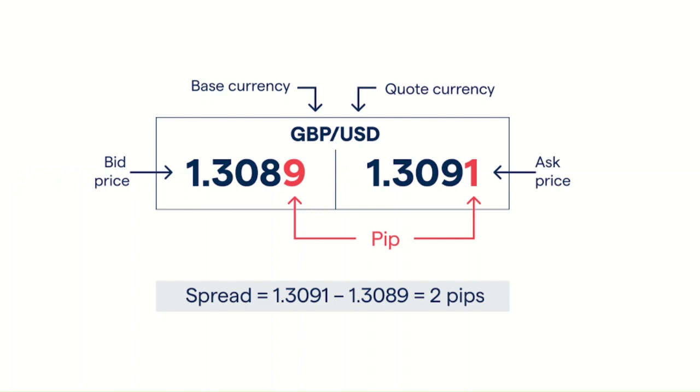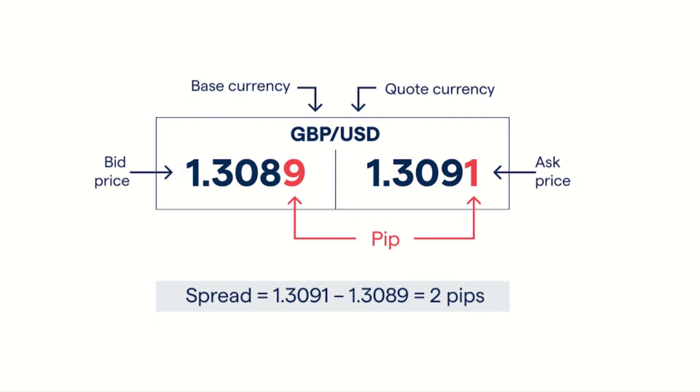So let me show you an example here. You can see here in GBP USD, the bid price is 1.3089 and the ask price is 1.3091. So to get the spread, it will be 1.3091, which is the ask price, minus 1.3089, which is the bid price. So we have 2 pips. It means the spread is 2 pips for GBP USD here.